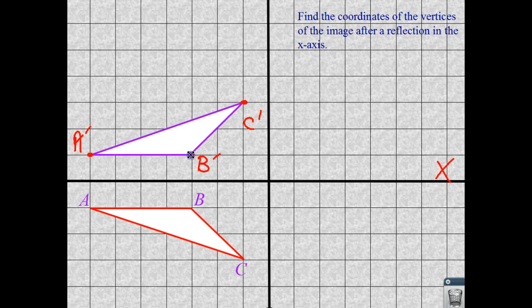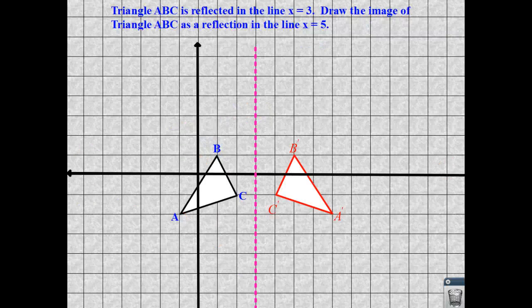And you'll be using a ruler or straight edge for that. And we have a reflection, a mirror image in the x-axis. Okay, last one. The difficulty level has risen here a little bit. We are no longer reflecting over an axis. We are reflecting over a certain grid line, and in this case, they have this pink line.